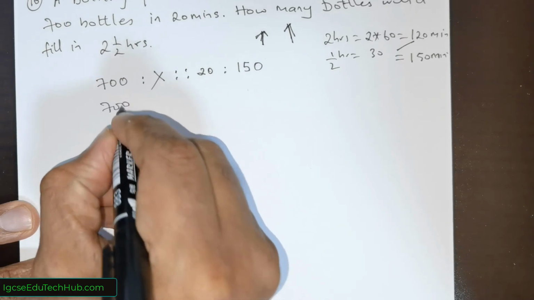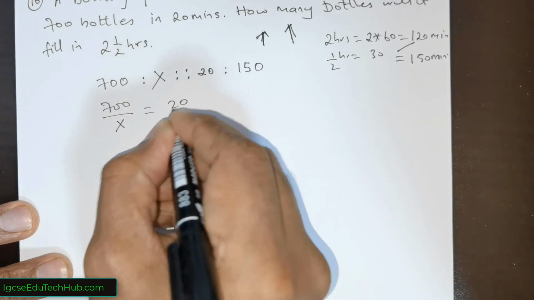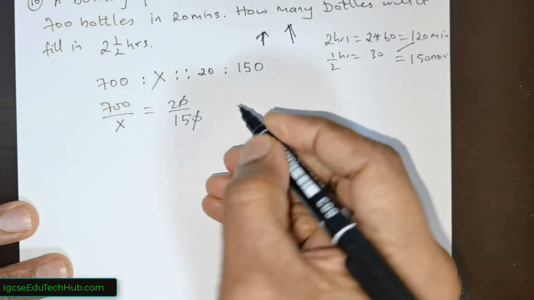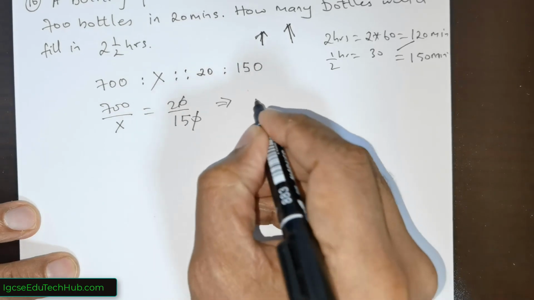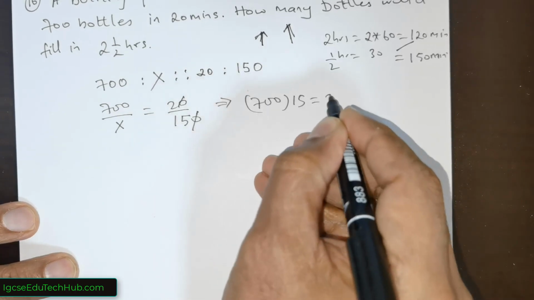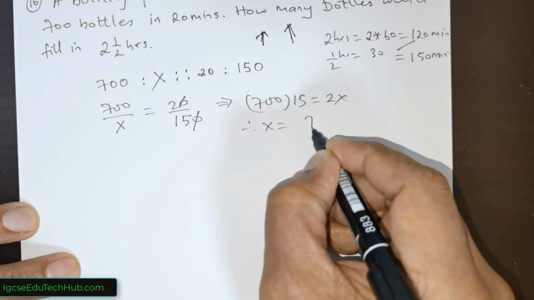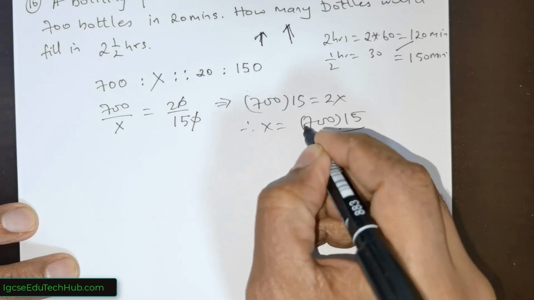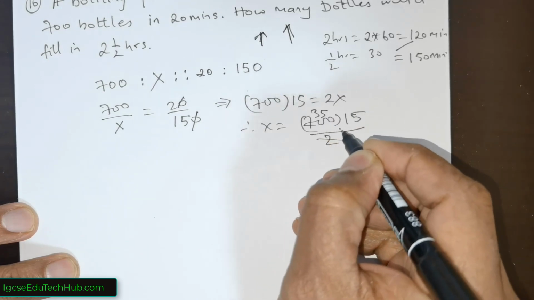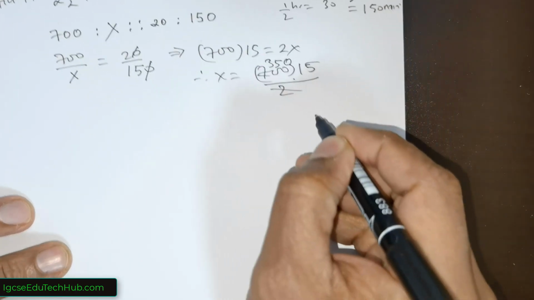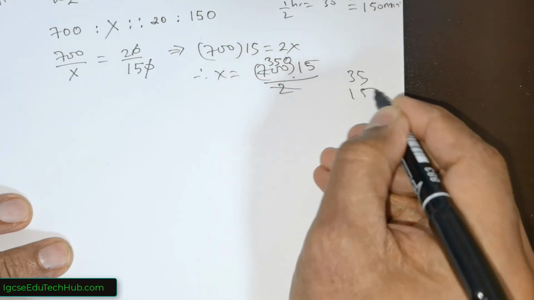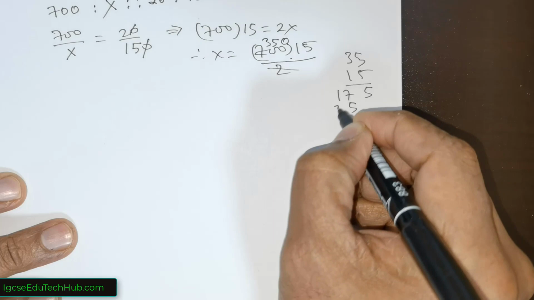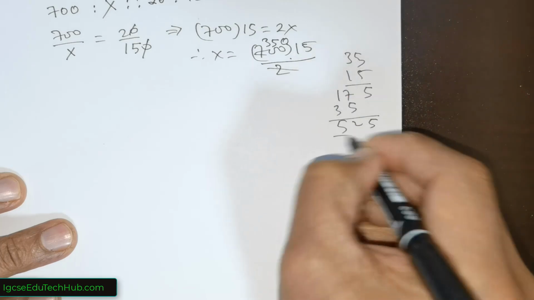So if I were to rewrite this, this is going to be 700 over x is equal to 20 over 150. You cancel the 2, you cancel the 0 and the 0 here. So this can be rewritten as 700 into 15 is equal to 2 times x. Therefore x is required. So 700 multiplied with 15 divided by 2. So 2 divides here 3 times and a 5 times and a 0, and this has to be multiplied with 15. So 35 into 15, 5 is 25, 2, 15, 17, 5 and 3, 5, 12, 1, 5.